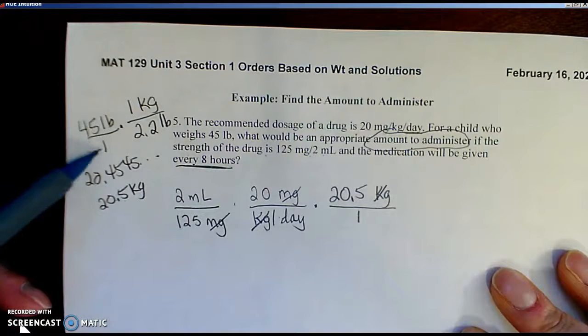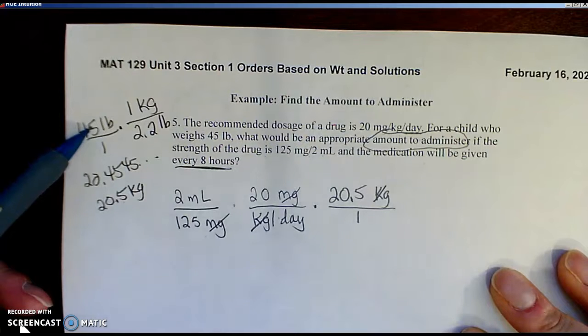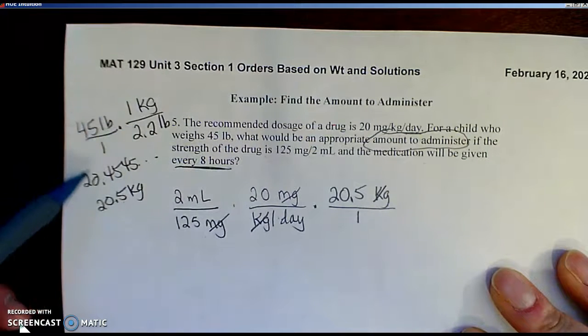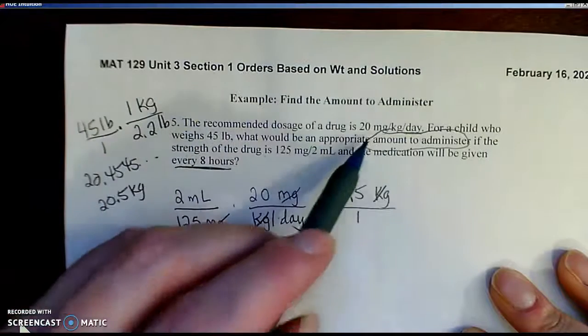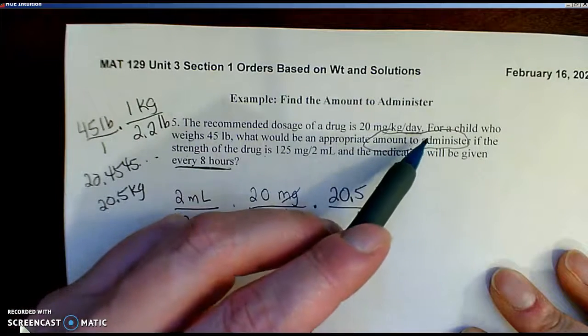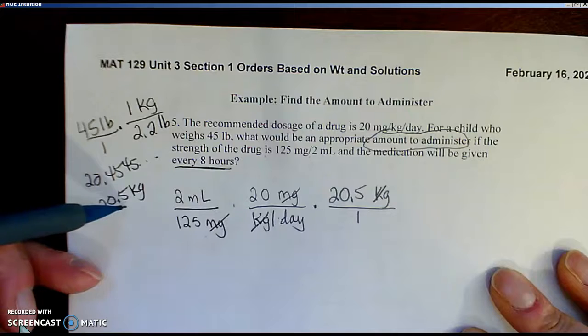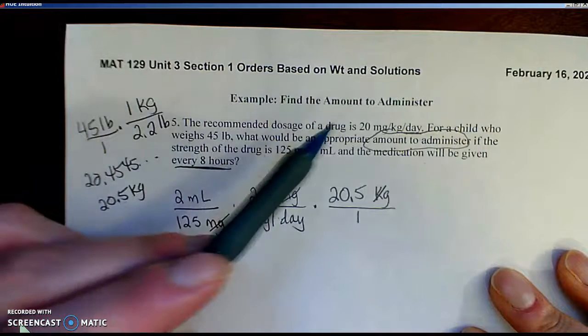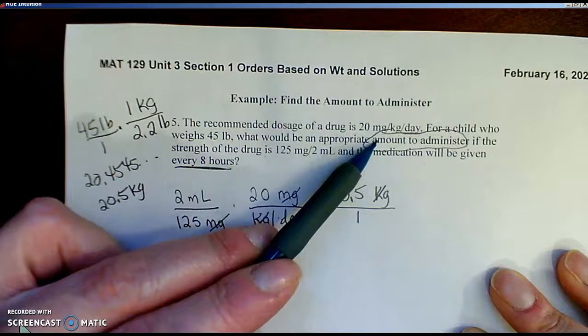Where we had left off was we had converted the patient's weight of 45 pounds into kilograms, which gave us 20.5 kilograms. The recommended dosage is 20 milligrams per kilogram per day. The child weighs 45 pounds, which, like we said, we already converted to kilograms. And we're finding the amount to administer, which always means for a single dose.